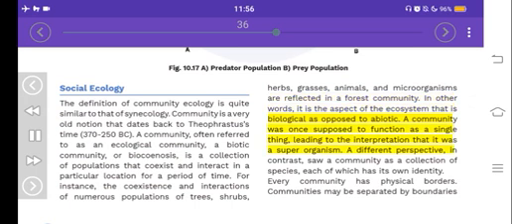A community was once supposed to function as a single thing, leading to the interpretation that it was a superorganism. A different perspective, in contrast, saw a community as a collection of species, each of which has its own identity. Every community has physical borders. Communities may be separated by boundaries that are sharp.